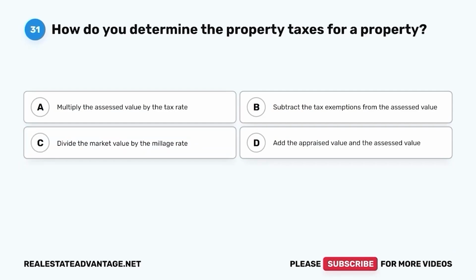Question 31. How do you determine the property taxes for a property? A. Multiply the assessed value by the tax rate. B. Subtract the tax exemptions from the assessed value.